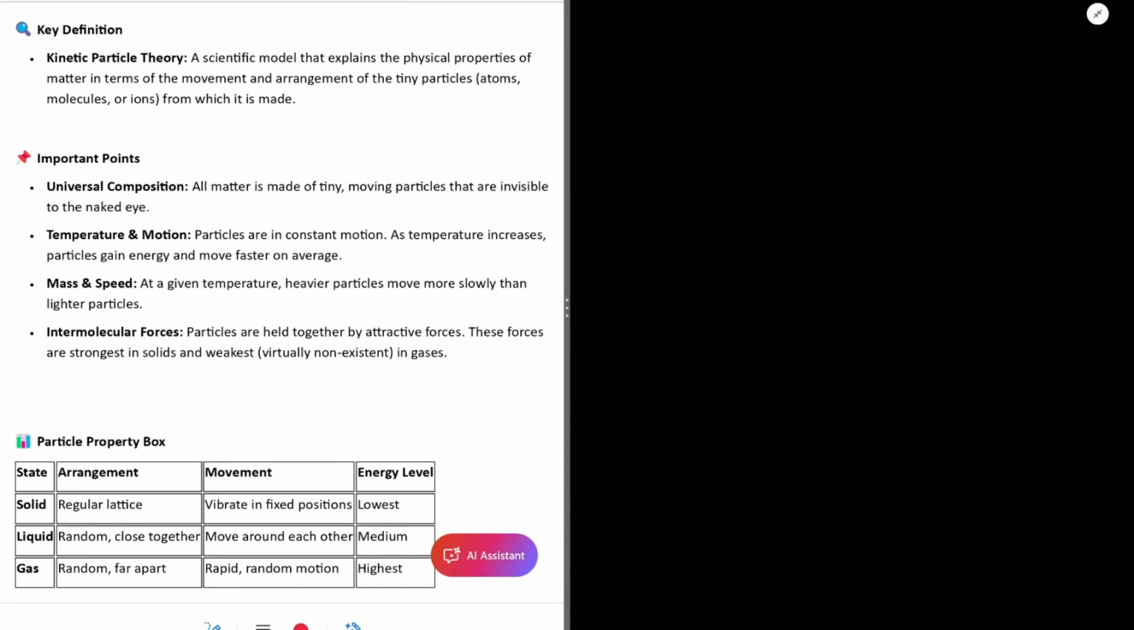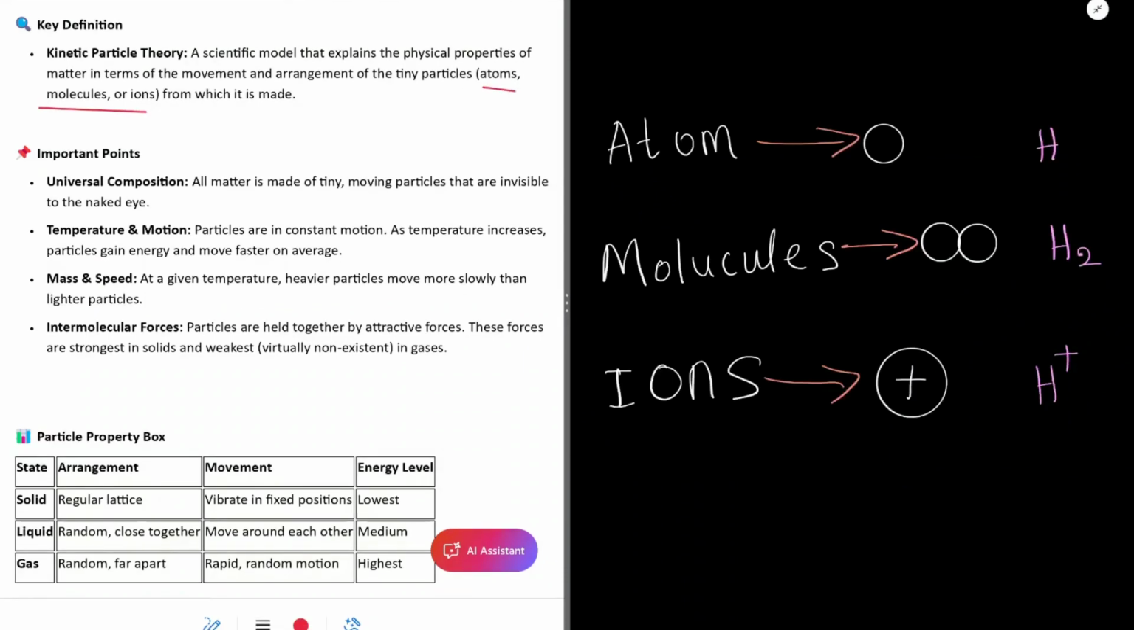Look at the first point on our tube. It says matter is made of atoms, molecules, or ions. Since we are introducing these today, let's keep it simple. Think of them as three different types of tiny building blocks. An atom is a single particle, example H, hydrogen. Molecules are two or more atoms joined together, example H2. Ions are an atom or molecule with a charge, example H plus.